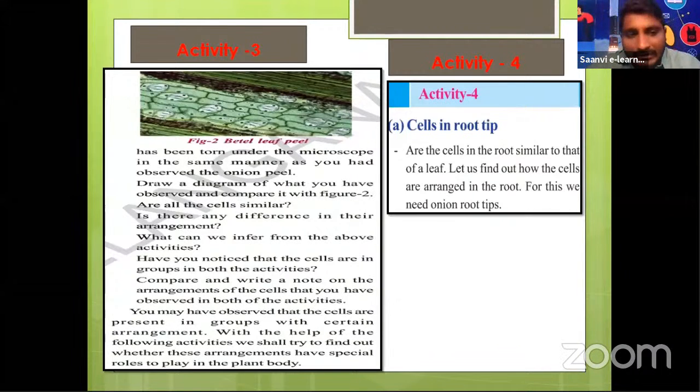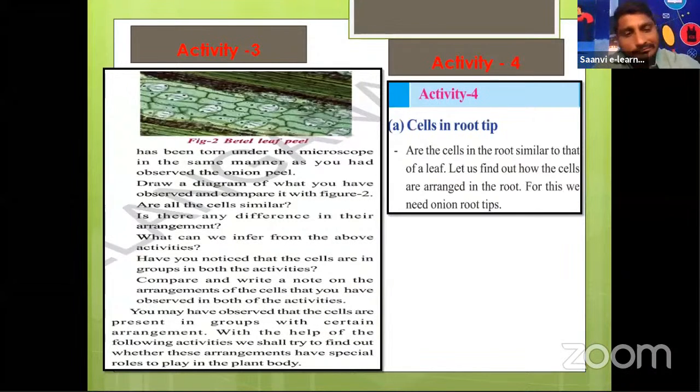Okay, here, cells in a leaf peel. Here the question is, are all the cells similar? Look at the screen, observe figure number 2, beetle leaf peel. See children, it's not, because they are not similar in shape and size like in onion peel. In onion peel, all cells are similar in shape and structure, but here the cells are not similar in shape and size.